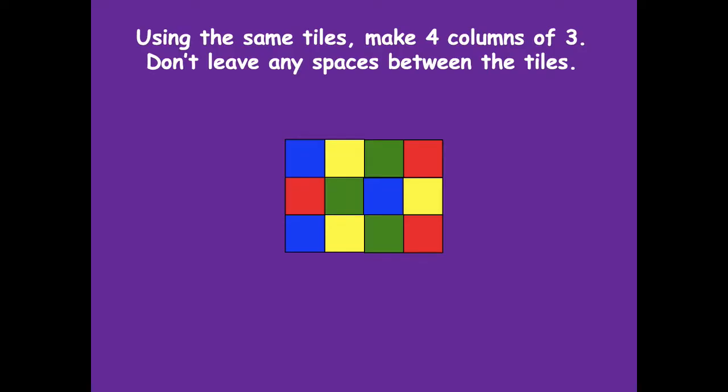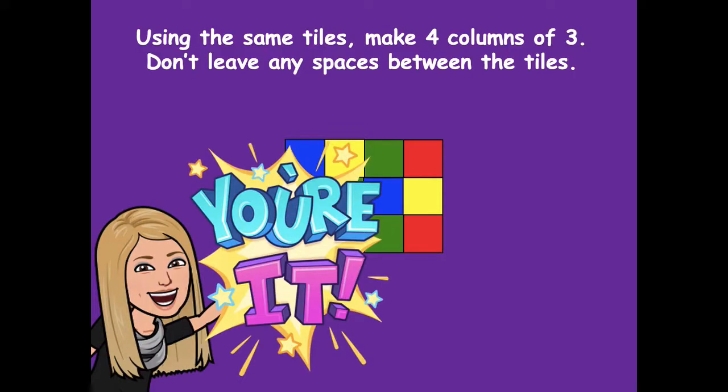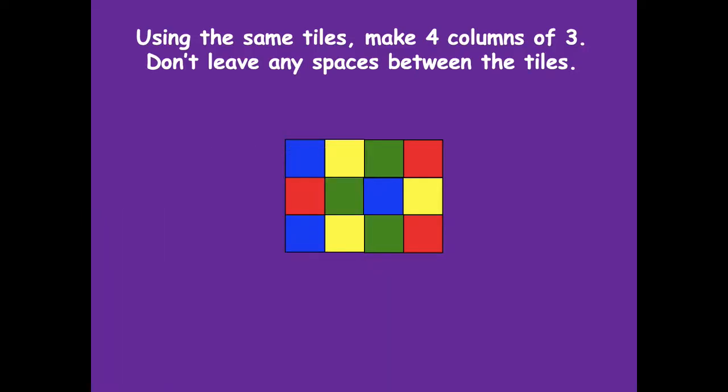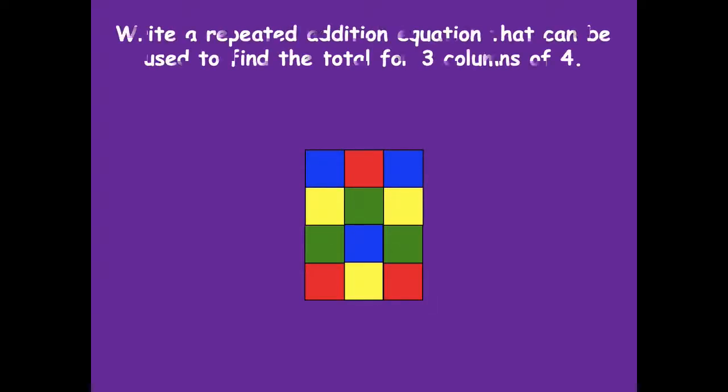Using the same tiles, make 4 columns of 3. Don't leave any spaces between the tiles. So pause the video, do that, and then click play when you're ready for the next step. All right, friends, pause if you need more time. Oh, here's my new one. So write a repeated addition equation that can be used to find the total for 3 columns of 4.